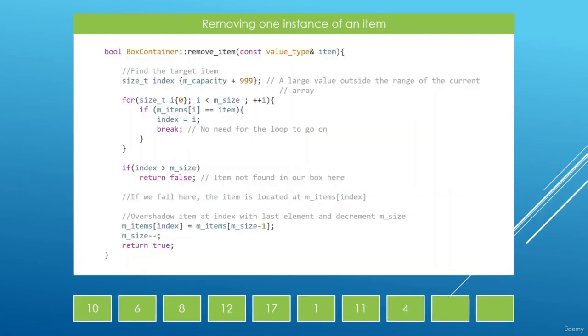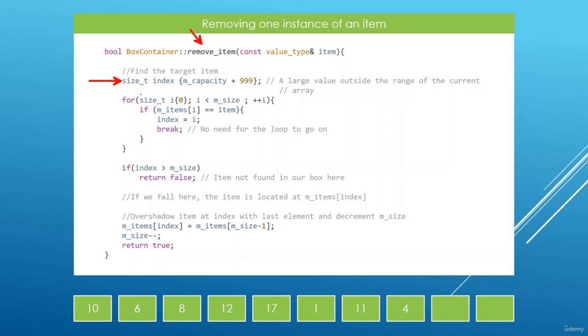So let's look at how we can do this in code. We are going to set up a member function which can remove one item. And we are going to set up an index which is really going to go further in our capacity. This is going to mean that the element we want to look for in the collection is not found. Again, this is a large value outside the range of the current array to mean that we didn't really find the element we want.